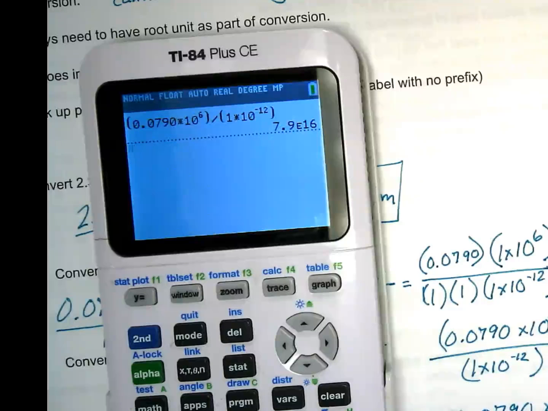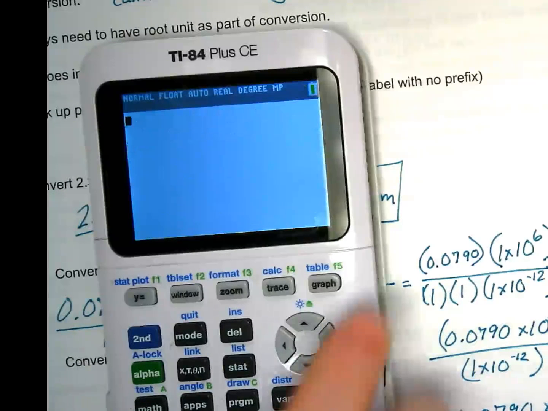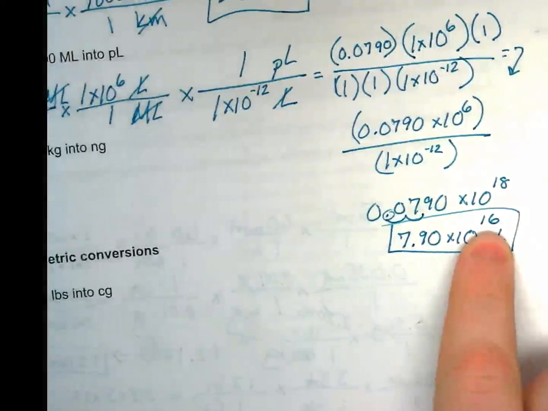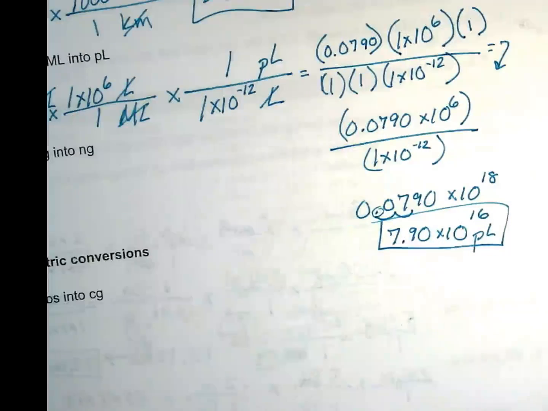Now, again, here's another prime example why I recommend that you don't use the scientific notation setting on your calculator. If you gave that to me, that would be wrong. Because remember, the number of sig figs is 3, not 2. So the actual answer is 7.90 times 10 to the 16th power picoliters.